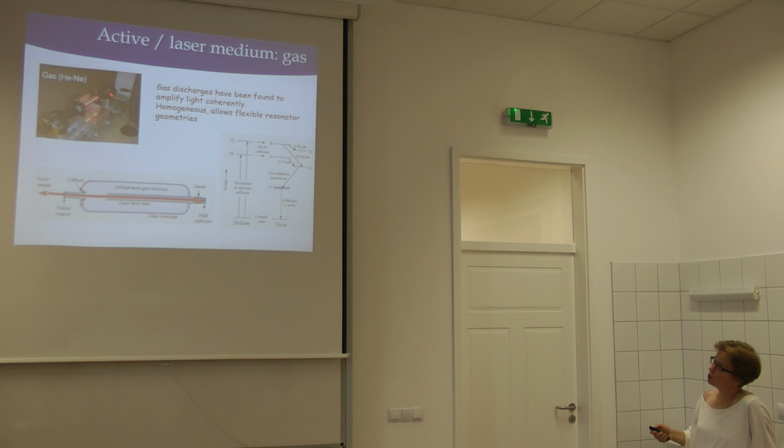So basically you have a tube and you fill up this tube with the gas or gas mixture that you want. And at one end of the gas tube you have a cathode, and at the other you have the anode, and you connect some high voltage onto it, and electrically you bring the atoms or molecules of this gas to an excited state, and then there is the lasing transition for the HeNe laser.